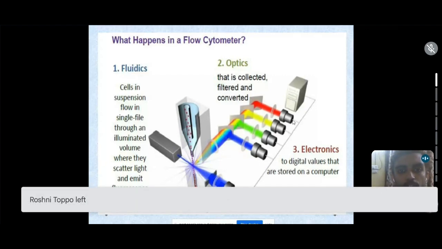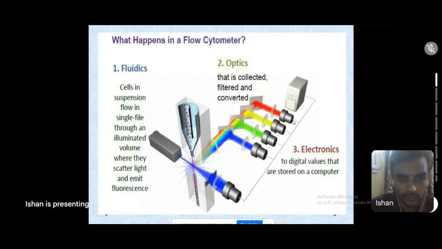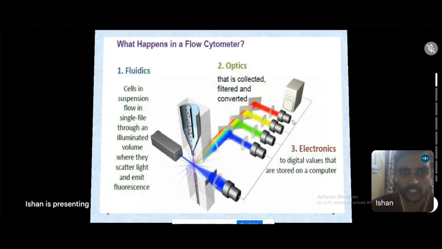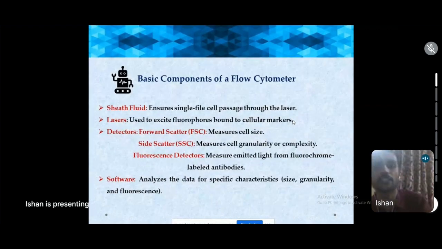Now the optics part is about the collection of these scattering lights of different intensities. These are being converted by the diodes or by the photomultipliers, which multiply them, and these are connected to the system via the electronics to digital values and are stored on a computer, where representation or analysis is done by different kinds of software. Now, those were the basic components of a flow cytometer, the hardware part, and how the structure of the flow cytometer is built.